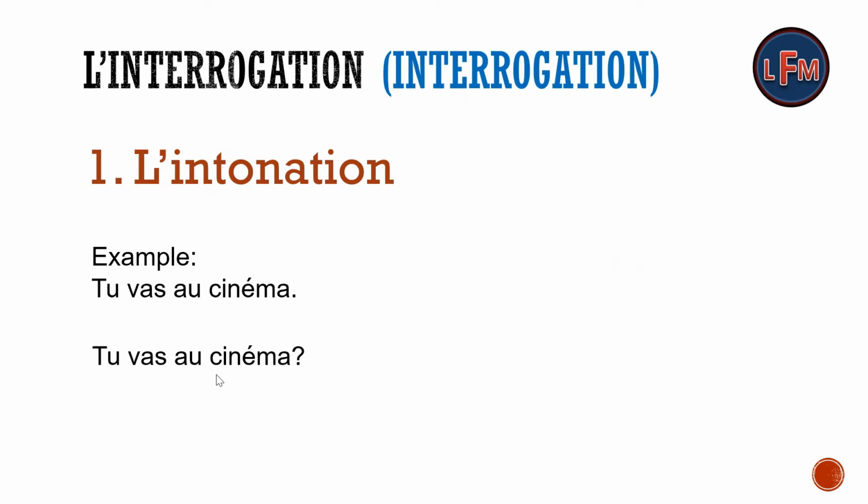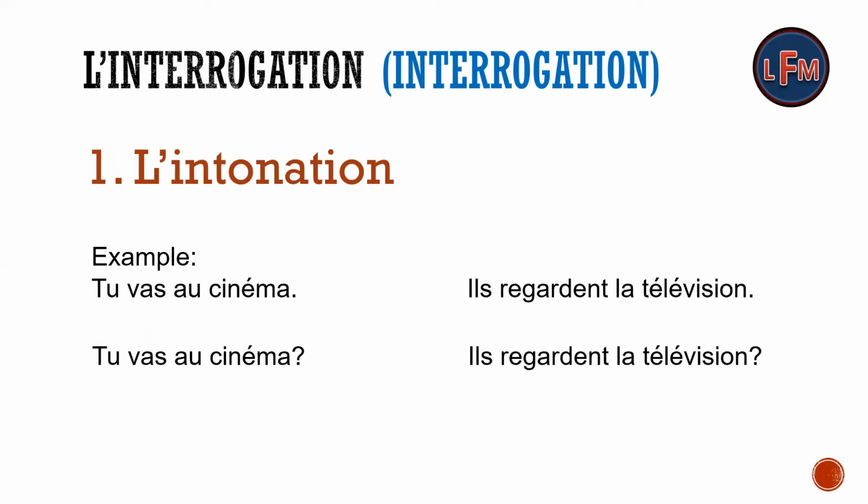Tu vas au cinéma? Let's take one more example. Ils regardent la télévision. They watch television. So here also we simply add the question mark at the end and there is a rise in the voice at the end of the sentence. Ils regardent la télévision? They are watching the television. So this is the simplest form of making a question, by simply adding a question mark at the end of the sentence.